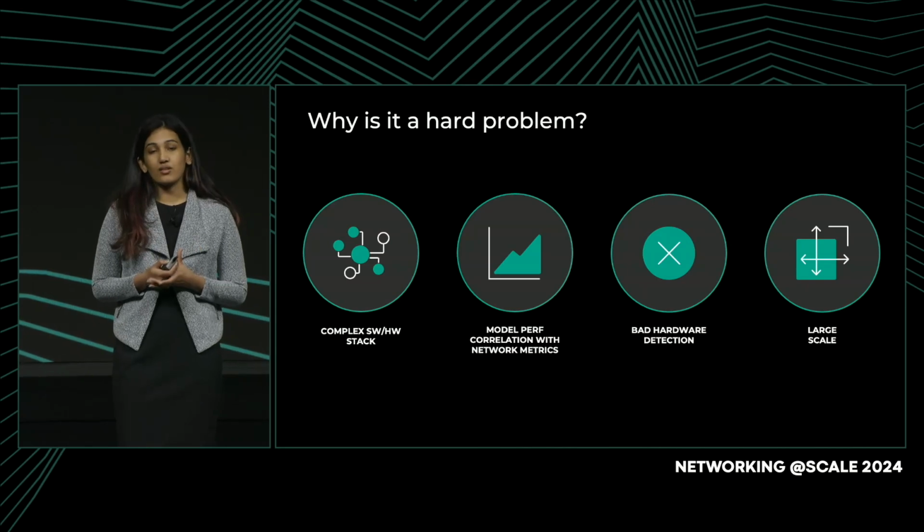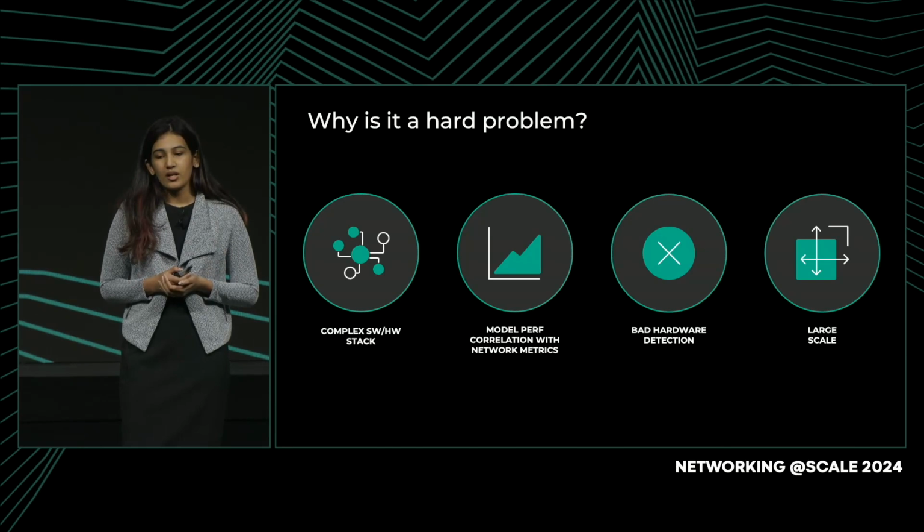And lastly, we have the scale of our infrastructure. Our hardware metrics generate too huge a volume of data when operating at thousands of GPU scale, which makes it impractical for manual triaging.